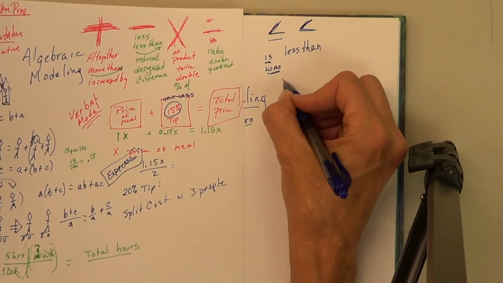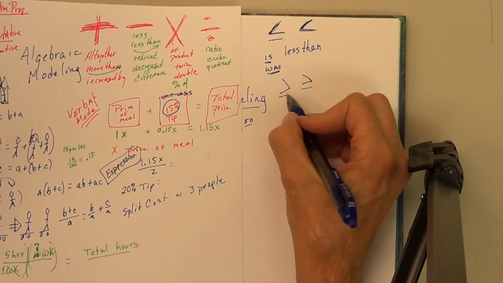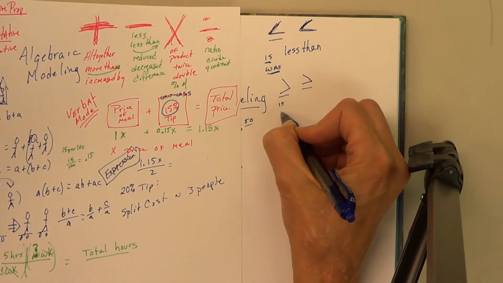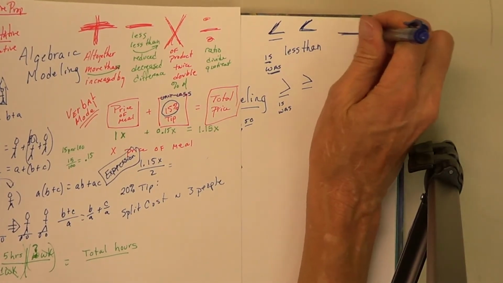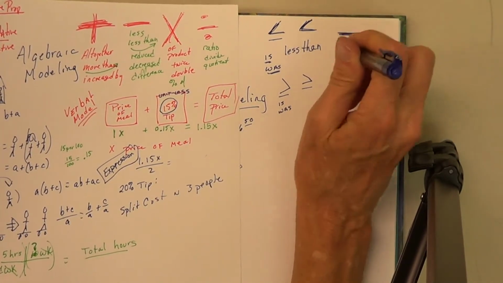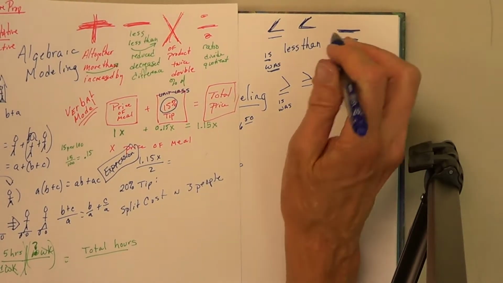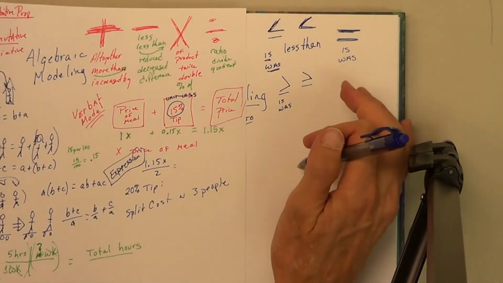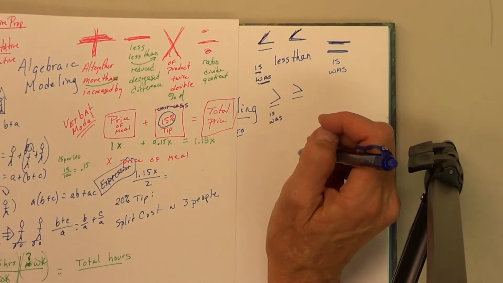Same thing with the greater than symbol. Is or was greater. And for the equal sign, it is or was, or any form of that word, just indicating the same. You can always spot is or was real easy for that.